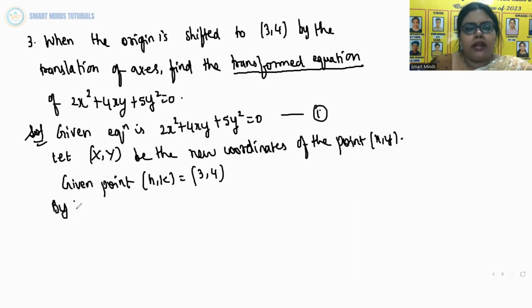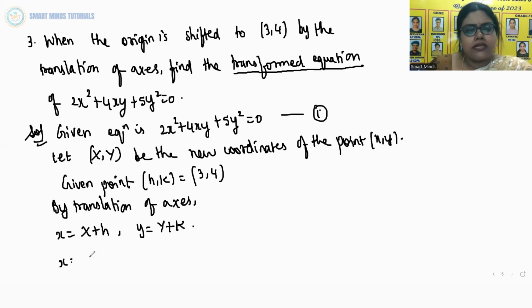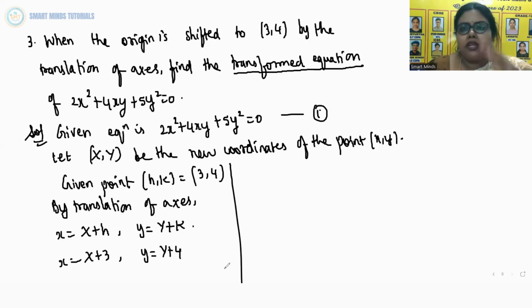Now by translation of axis, whenever they ask for the transformed equation, we take the old coordinates formula. So that is x = X + h, y = Y + k. So x = X + 3, y = Y + 4. Now we substitute these values in the equation. So what is the transformed equation?